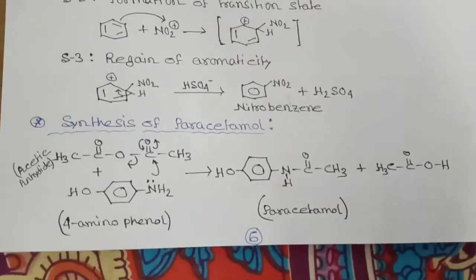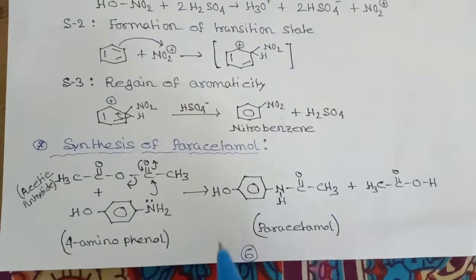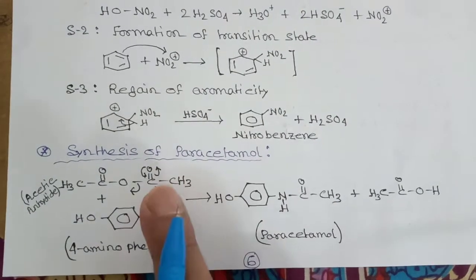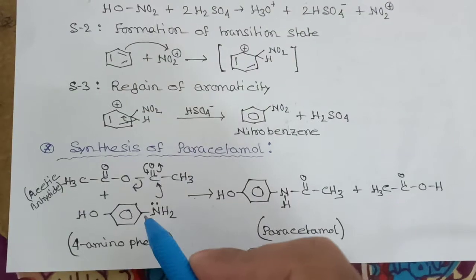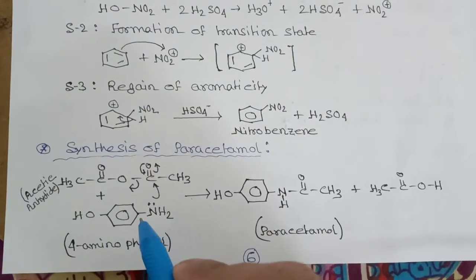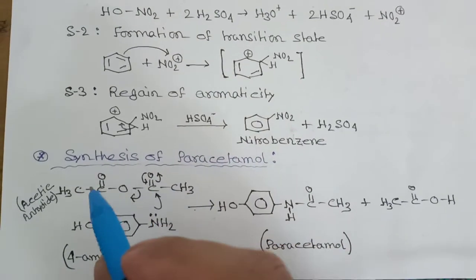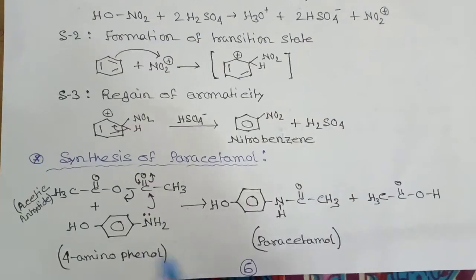Now the last question is, we have to synthesize paracetamol. See, this is your 4-aminophenol. Actually this is your benzene and OH means phenol, and in the fourth position there is one amino group, so we can say 4-amino, and this is phenol, and this is your acetic anhydride, CH3 C double bond O, O, C O CH3.